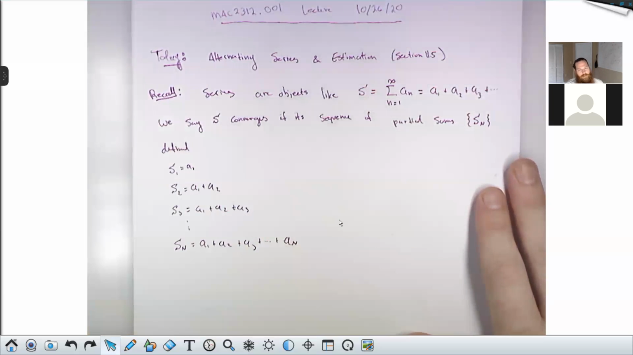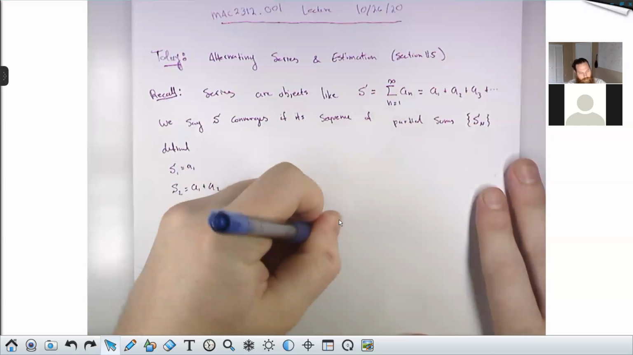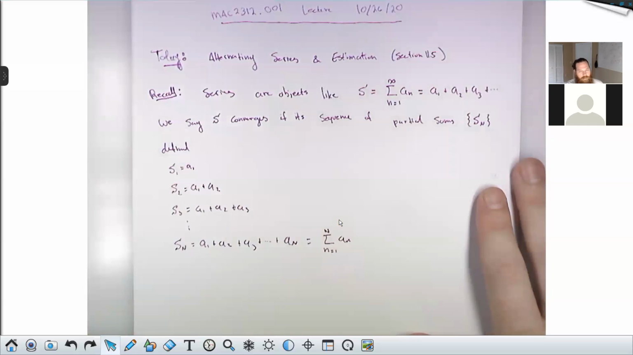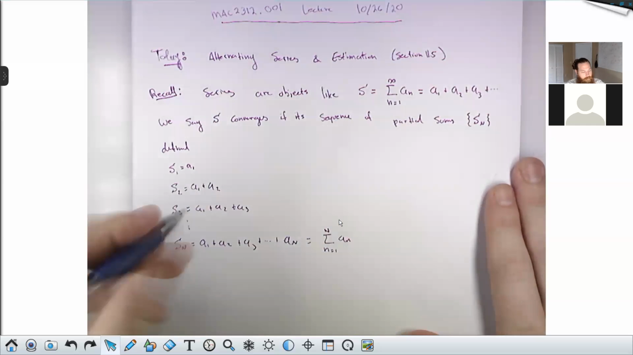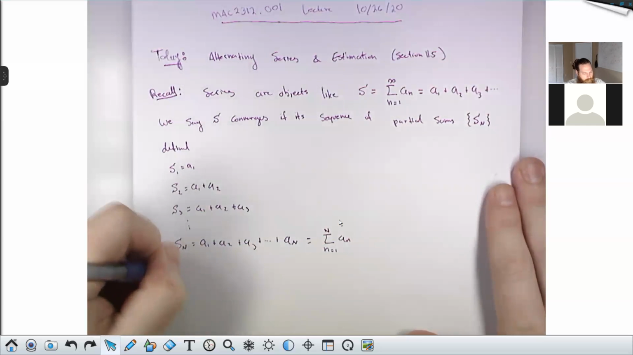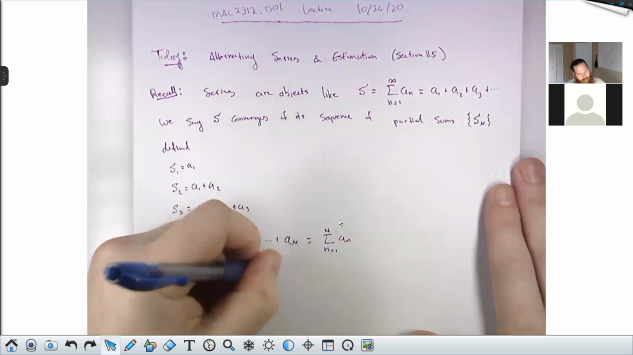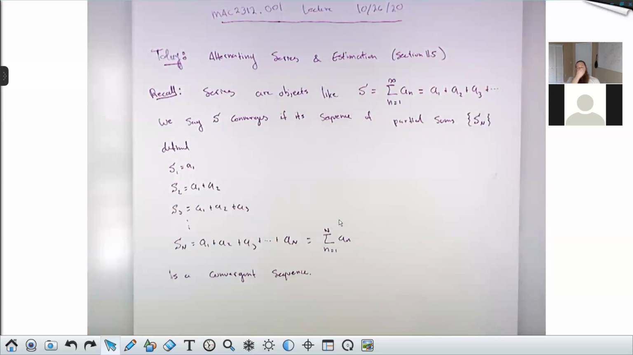So the idea is that the S_Ns are all finite in length. And we could write this one in the sigma notation as the sum from 1 to capital N of a sub little n. We say that the series S converges provided its sequence of partial sums S_n defined this way is a convergent sequence.